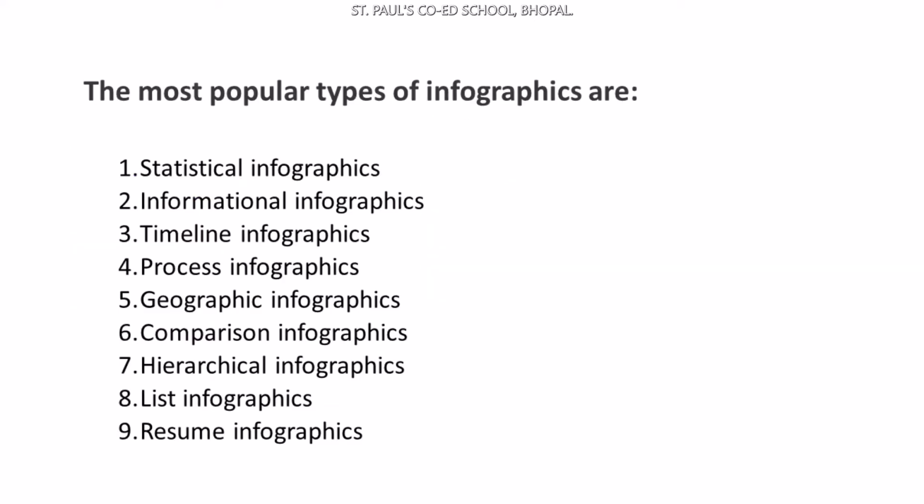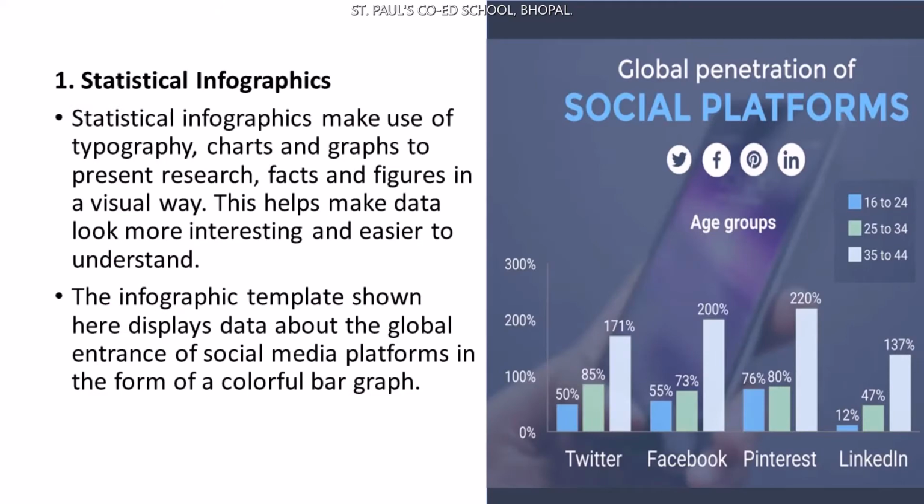The most popular types of infographics are: first is statistical infographics, second is informational infographics, timeline infographics, process infographics, geographic infographics, comparison infographics, hierarchical infographics, list infographics and resume infographics. So these are the various types of infographics. Now we are going to discuss all these different types of infographics one by one. So first is statistical infographics.